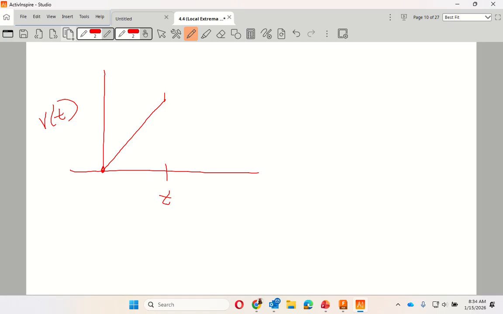So his speed is increasing, right? Okay. And the rate, what's the rate? Is it the same all the way? So there's no changing that. So now let's try this one.